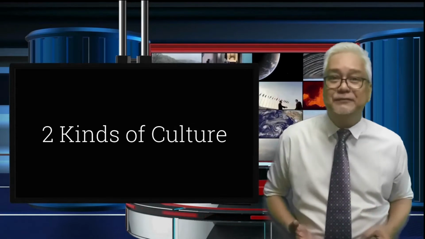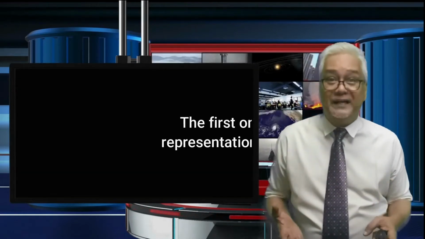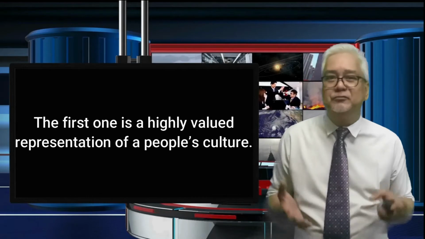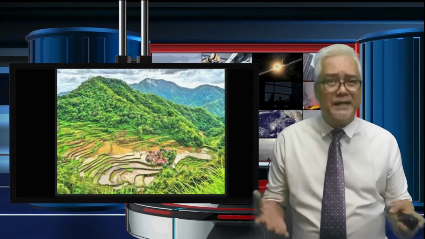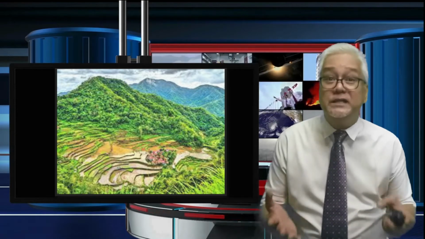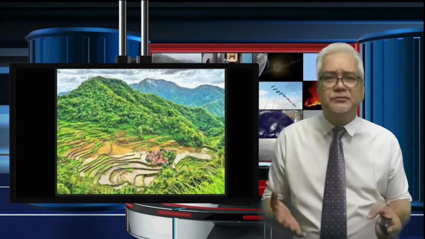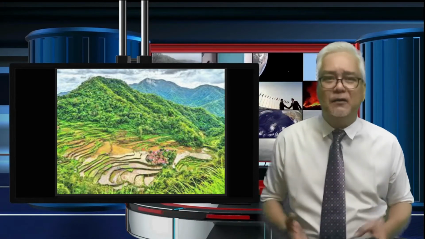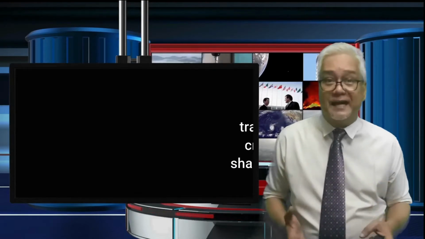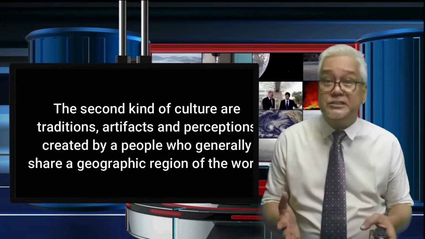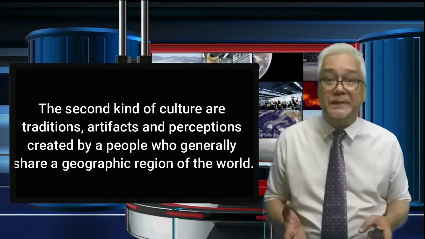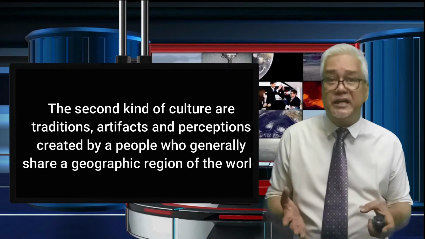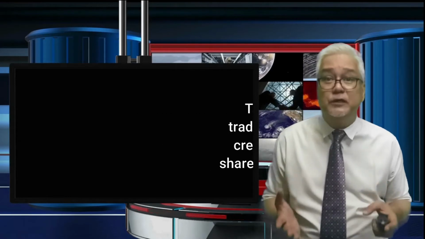With regards to culture, there are two kinds of culture. The first one is a highly valued representation of a people's culture, like the Banawe rice terraces, which represents the industriousness of the Ifugaos. The second kind of culture are traditions, artifacts, and perceptions created by a people who generally share a geographic region of the world.